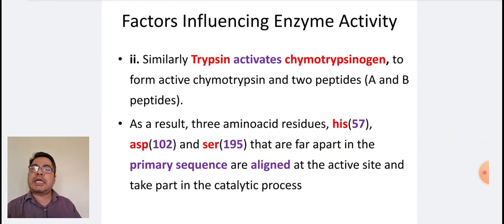Similarly, trypsin activates chymotrypsinogen to form active chymotrypsin and two peptides, A and B peptides. As a result, three amino acids, that is histidine, aspartate, and serine, that are far apart in the primary sequence are aligned at the active site and take part in the catalytic process.